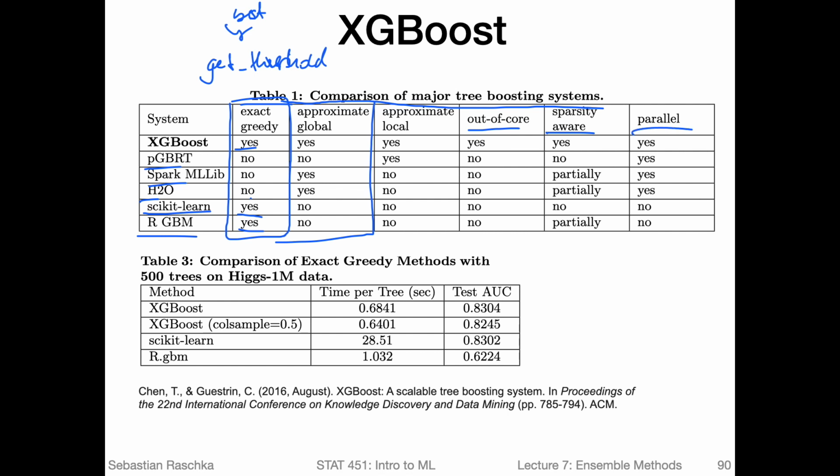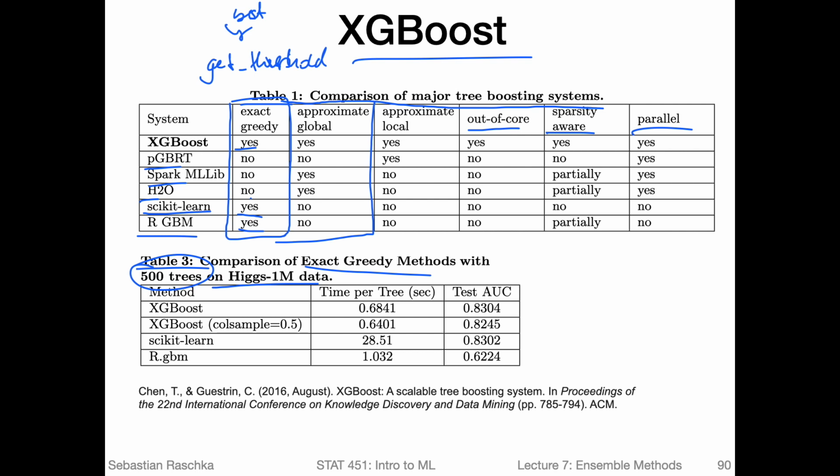And yeah, lastly, it can also be run in parallel. So due to these approximations also, the execution is parallel or can be parallelized, which is nice. So in this table 1 was summarizing the features of XGBoost. And table 3 compares the performance of different gradient boosting implementations using the exact greedy method on the Higgs 1M dataset, which is a relatively large dataset. And each gradient boosting machine is fit with 500 trees.